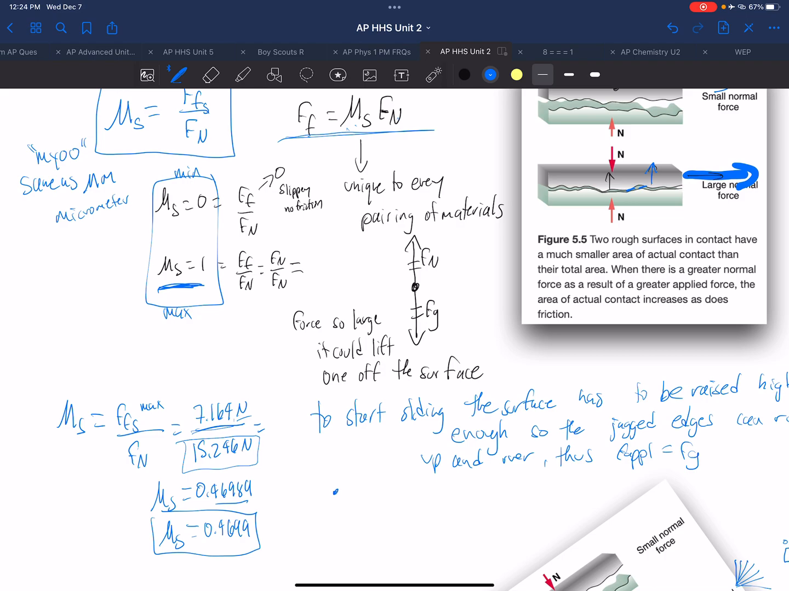Now again, since the crate is on the ground, force of gravity and force normal are equal and opposite to each other. So we did use the weight, 15.246, for the force normal.